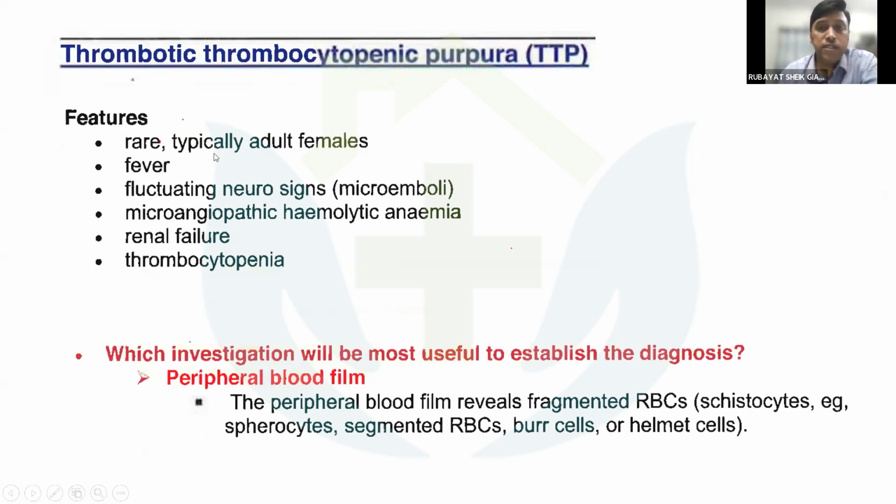So typically the patients are adult females having these 5 features: fever, neurological signs, microangiopathic hemolytic anemia, renal failure, thrombocytopenia. So how do you determine whether the hemolytic anemia is microangiopathic? You will have fragmented RBCs in the blood film. Schistocytes is the most common. Broken RBCs.